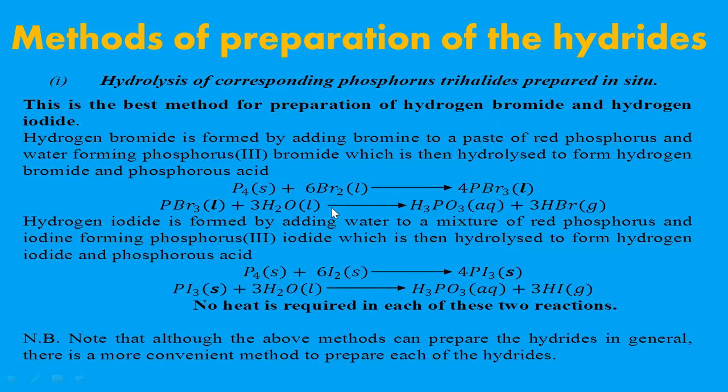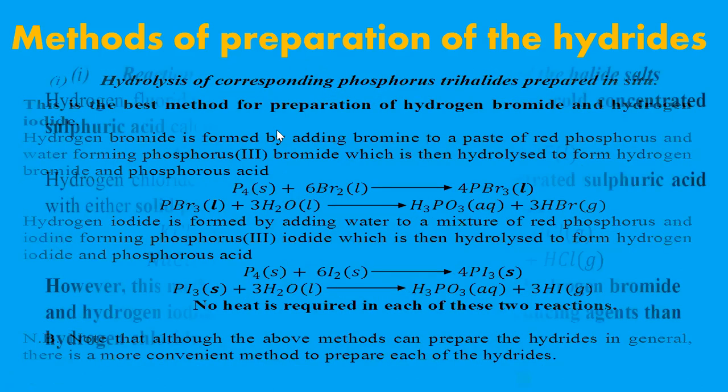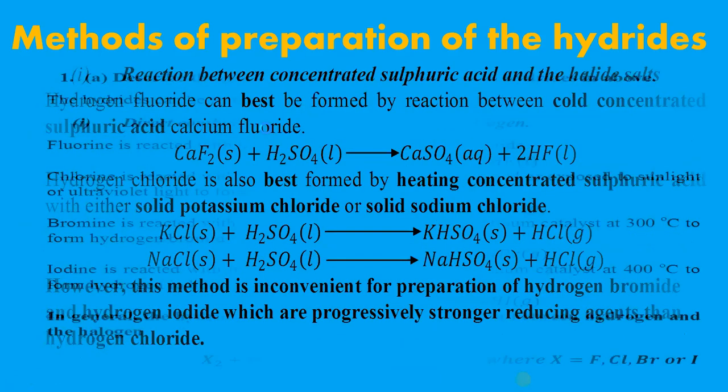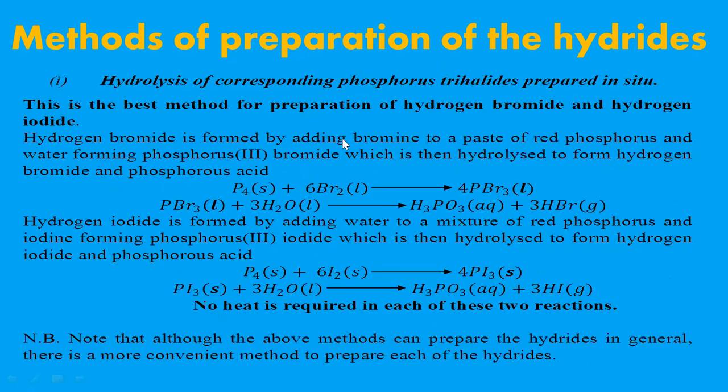So we have seen that each hydrogen halide has its best method of preparation. For example, if we want hydrogen fluoride, this is its best method for lab preparation. If you want hydrogen chloride, these are the best methods. If we want the last two, these are the best methods we can use. So in each case, we must know the best method for each preparation.